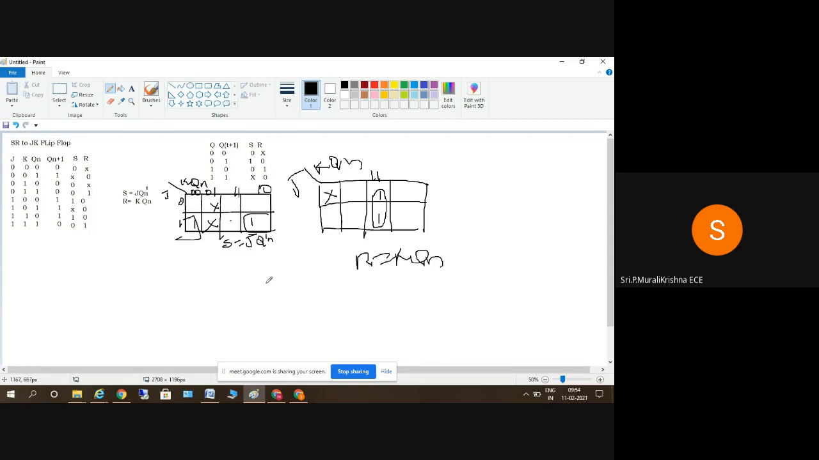Okay. Now we have to draw the diagram here. So how to draw the diagram? First of all, draw the SR flip-flop. Then draw, using AND gates, we need two AND gates here. Okay. So we need two AND gates for this. So we'll see that. So SR to JK flip-flop. So draw the diagram and use two AND gates here.